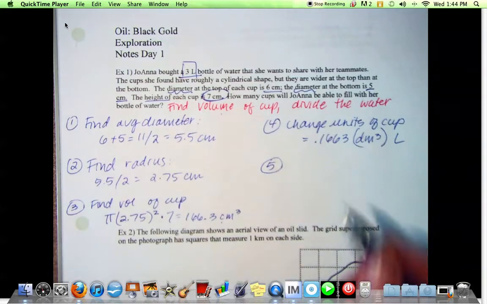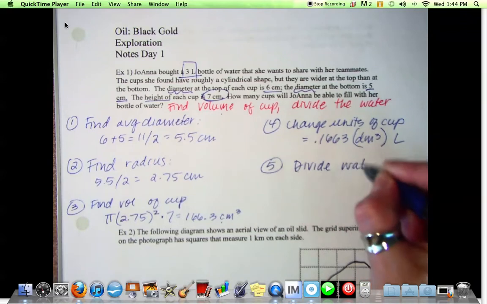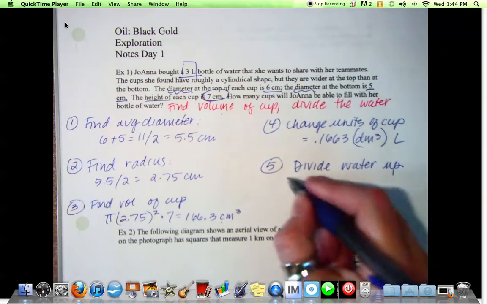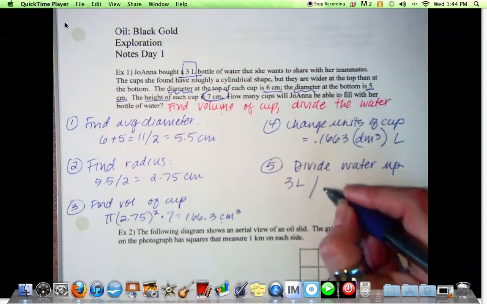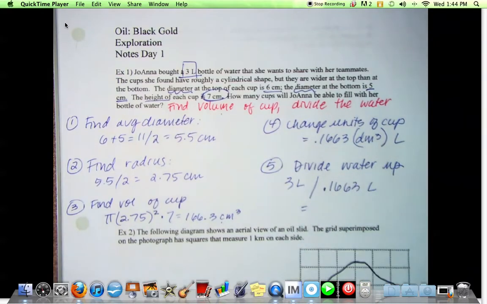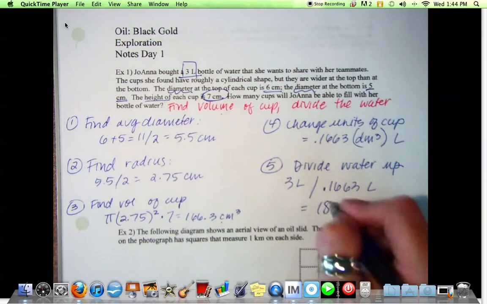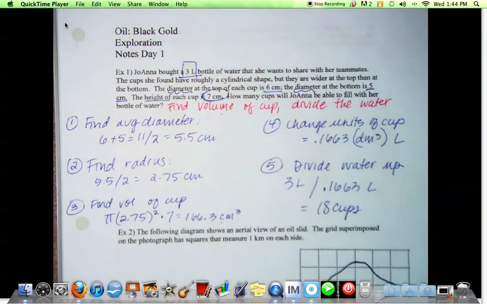You divide it to see how much it goes in. Yes. Divide the water up. So I have 3 liters of water, and I have a cup that is 0.166 liters. Oh, I get it now. So, how many cups can I fill? 18 point something. Okay, so just 18. 18 cups. We did it. Hooray.